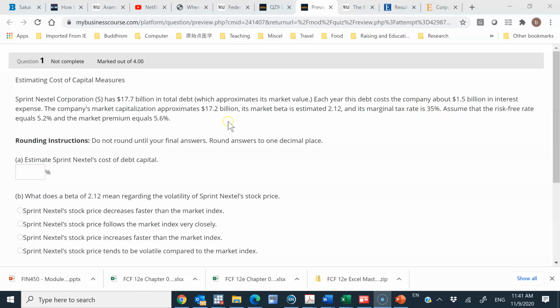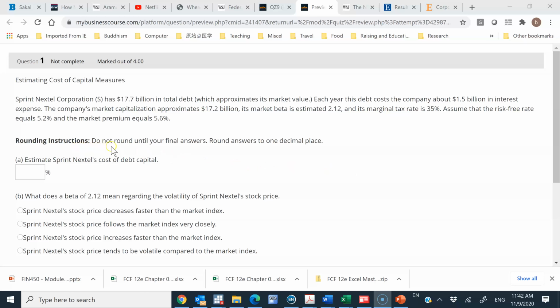So after we get the pre-tax cost of debt, we should multiply by 1 minus the marginal tax rate, which is provided here. We're also given the market capitalization, which is basically the market value of equity, and beta, and the risk-free rate and market risk premium. With this information, we can use the capital asset pricing model to estimate the cost of equity. Once we know the cost of debt and the cost of equity, we can combine these two to get the weighted average cost of capital. So that's the way we can solve this question.